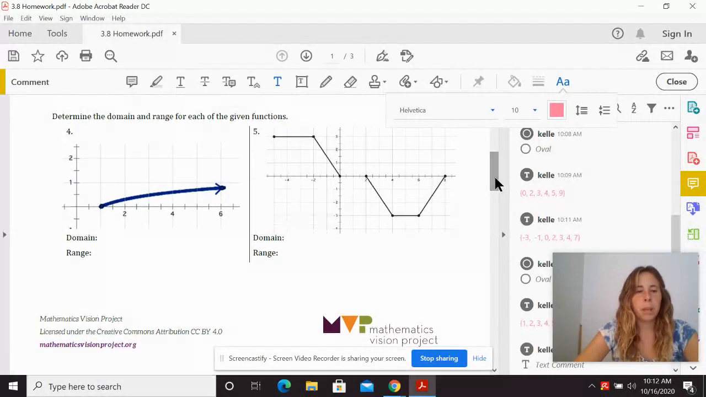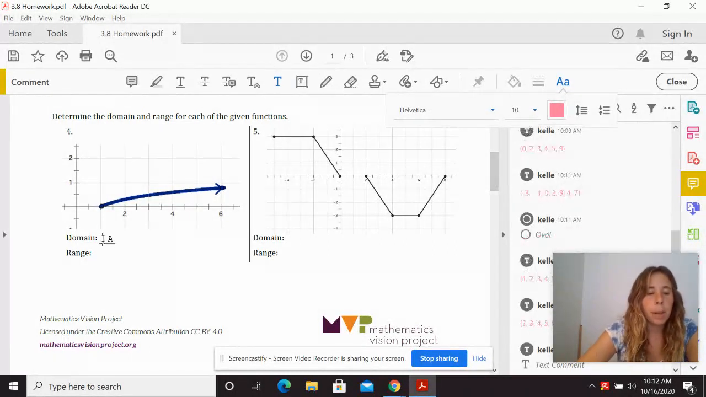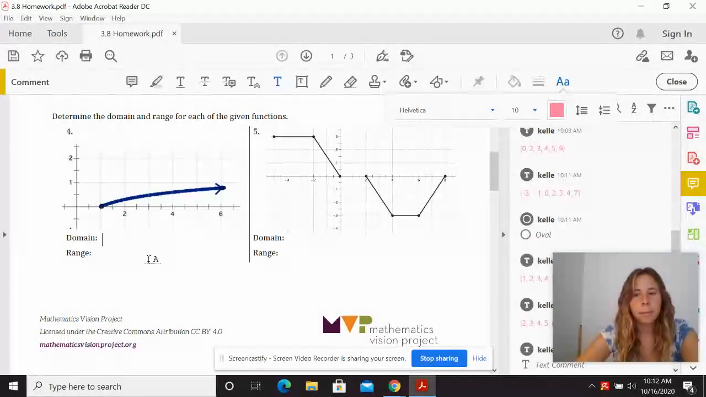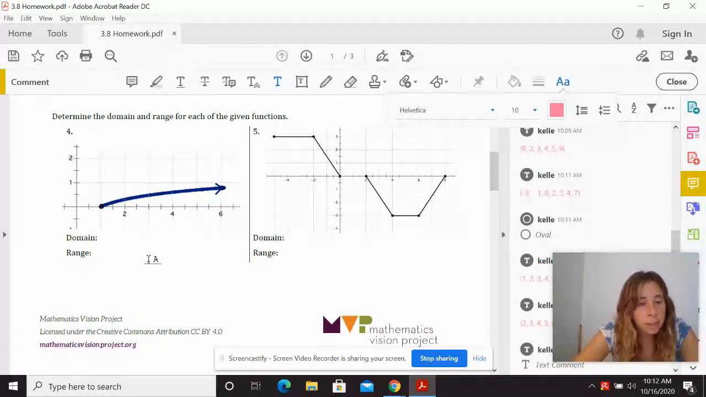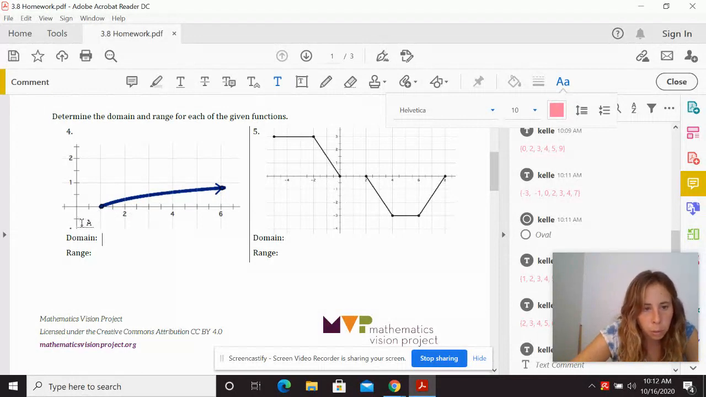Okay. Determine the domain and range for each of the given functions. We've been doing this a lot because it's important. Domain, you're looking at the x values. All right. So what is your lowest x value? So I'm looking left to right, side to side. My lowest x value is, ooh.